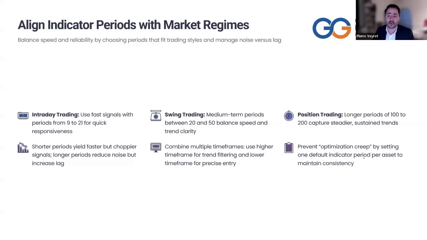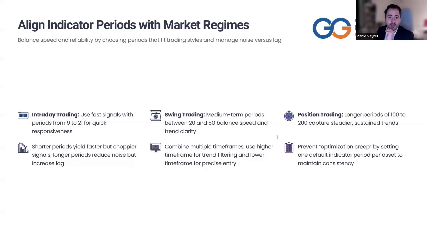Of course, you're going to do it according to your trading horizon. If you trade on a daily chart, or on an M1 chart, for example, your strategy, the signal you want to get, how strongly you would like the indicator to eliminate the noise of the market, and things like this. So pick periods by job to be done. For example, 9 to 21 for moving averages for intraday speed, 20 to 50 for swing balance, 100 to 200 for position stability.